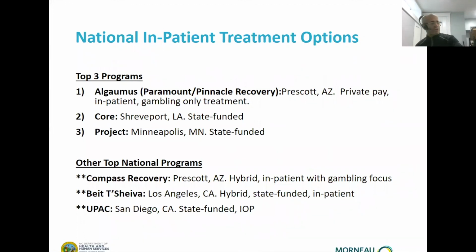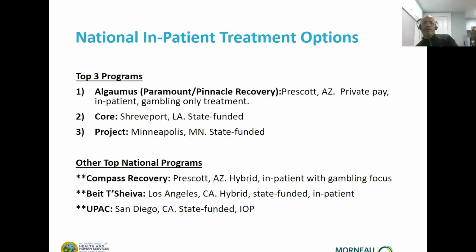Lastly, Mark Lefkowitz, if you don't know Mark, he talks quite a bit at the NCBG conference. If you've been there, you've probably heard him talk. I call him the grandfather of gambling training. He provided these for us. The 3 top programs are at Algamus in Prescott, Arizona. It's the only private pay inpatient gambling-only treatment in the nation.